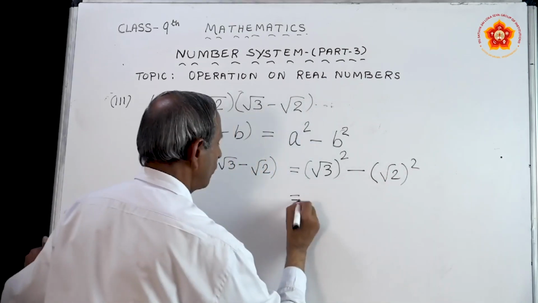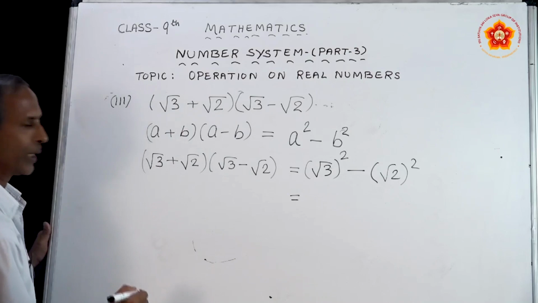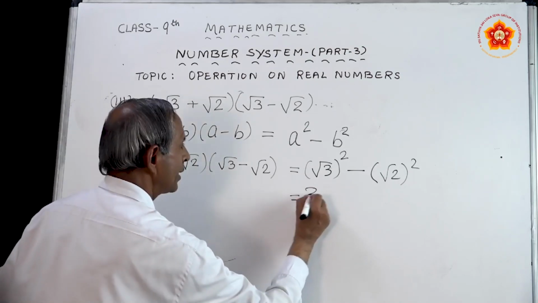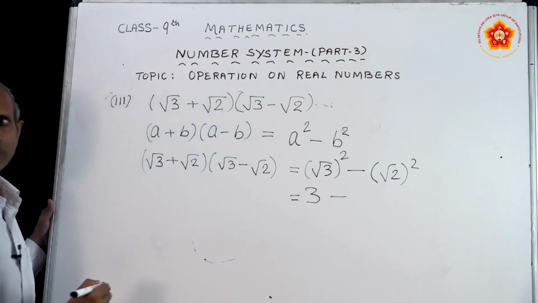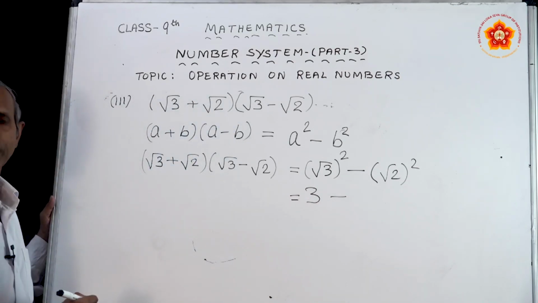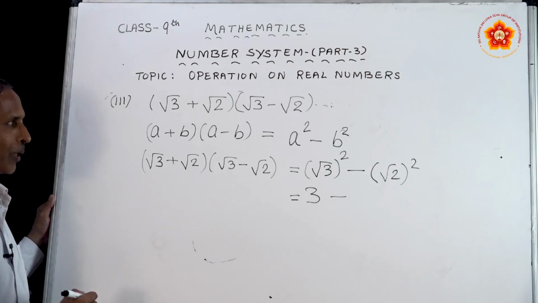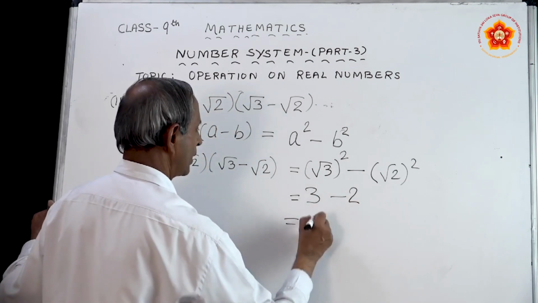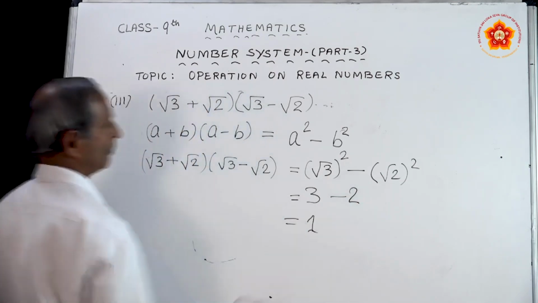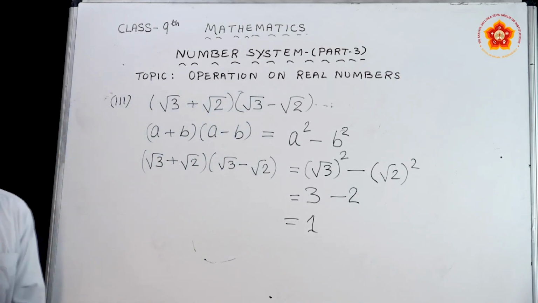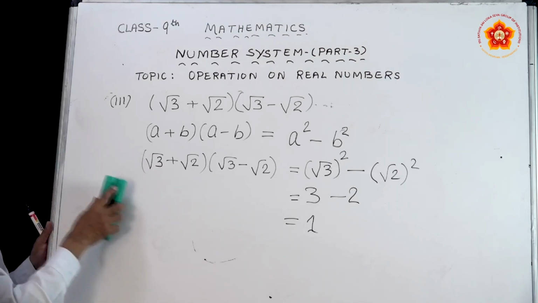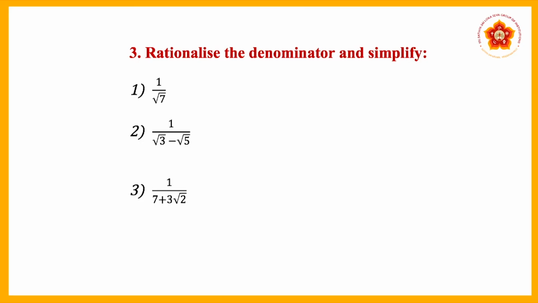Square root of 3 whole square, you will get 3 into 3, 9, and the square root of 9 is 3, write 3 here. Minus square root of 2 whole square becomes square root 2 into square root 2, which is square root of 4, and the square root of 4 is 2, write 2 here. Then subtract, you will get 1 as the answer. Now this is the correct answer for the third problem.